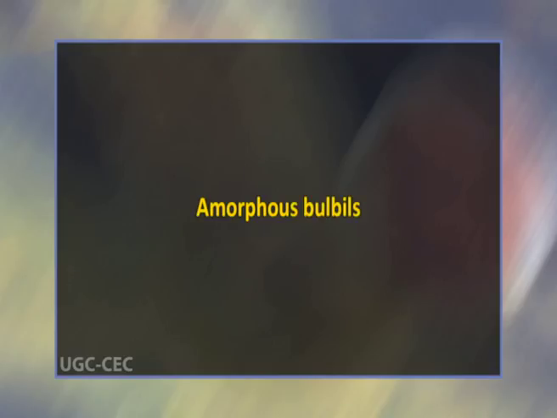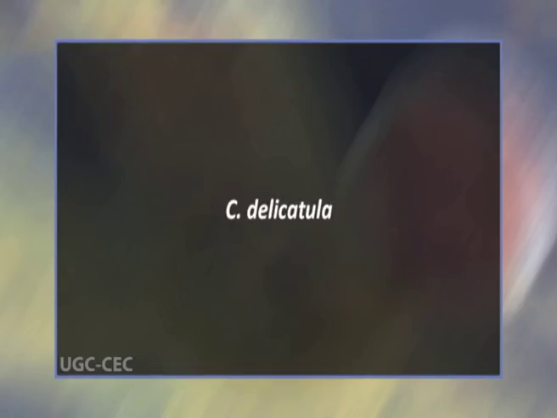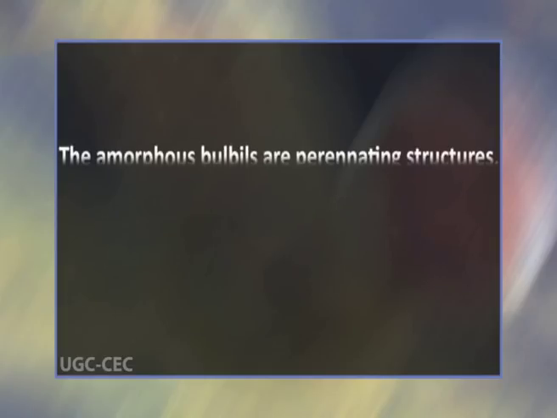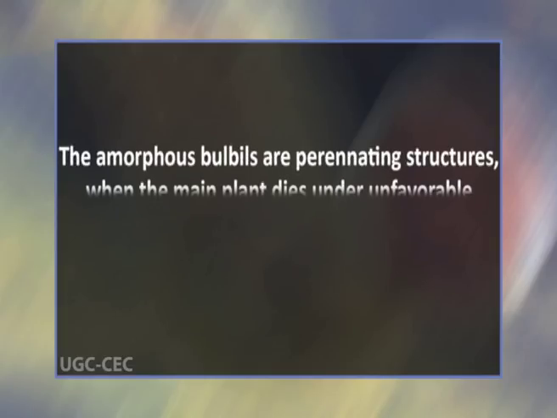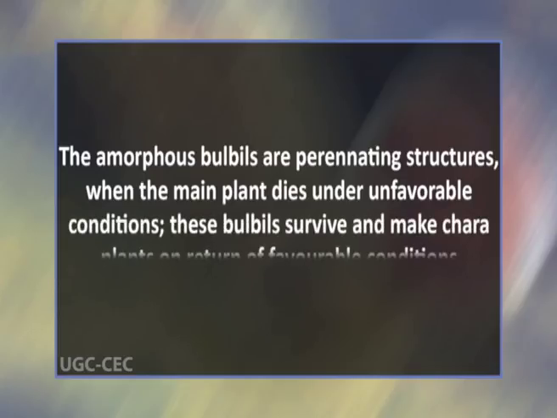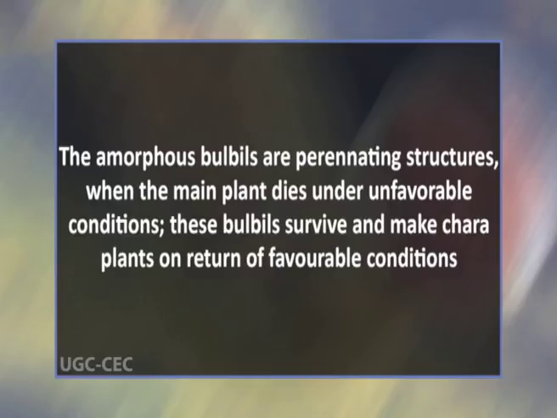Third, amorphous bulbils. The amorphous bulbils are a group of many cells irregular in shape which develop on lower nodes of main axis, for example, Chara delicatula, or on rhizoids, for example, Chara fragifera and Chara baltica. The amorphous bulbils are perennating structures. When the main plant dies under unfavorable conditions, these bulbils survive and make Chara plants on return of favorable conditions.